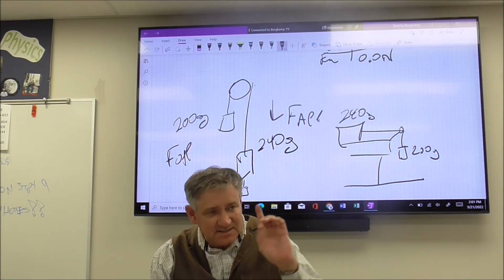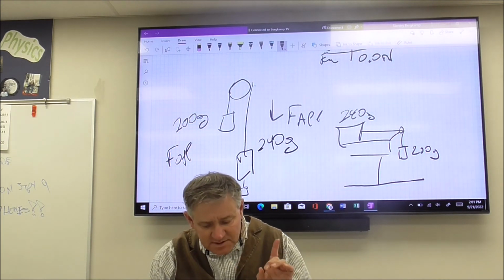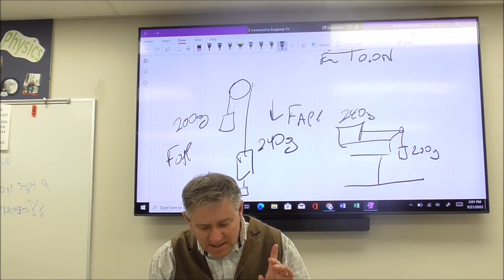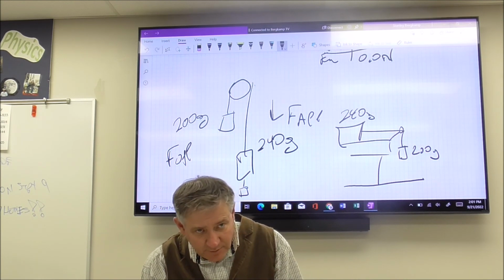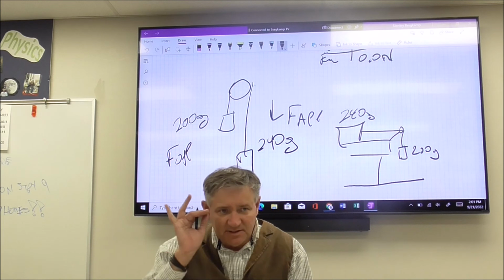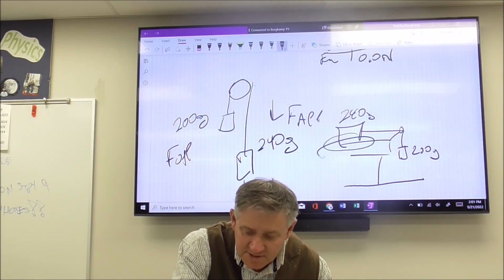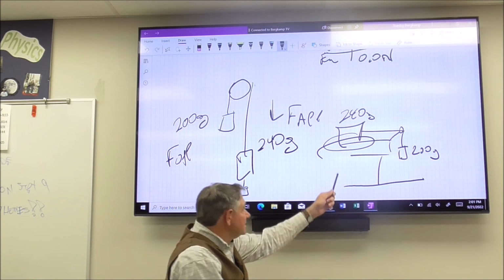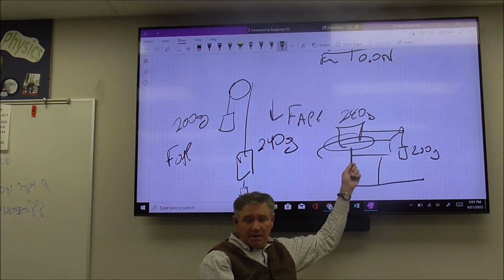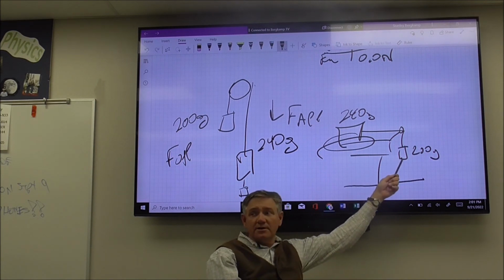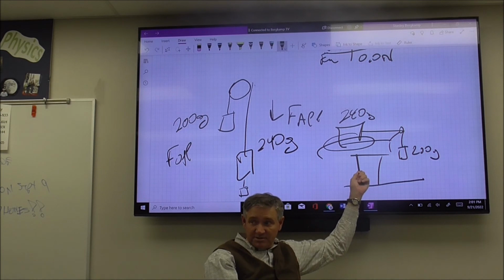On number 3 I said, however, the coefficient of friction, the 240 is actually 0.1. What's the frictional force impeding the motion of the 240 gram block? Listen to me very, very carefully. Friction is only determined by this contact right here. This mass out here has nothing to do with this calculation of frictional force.